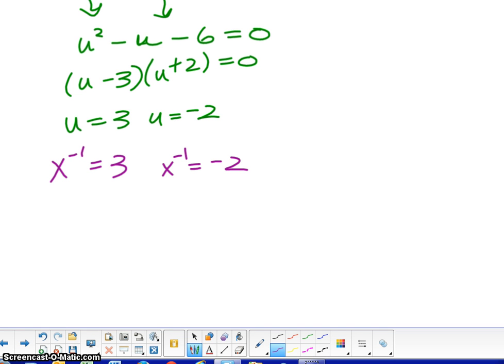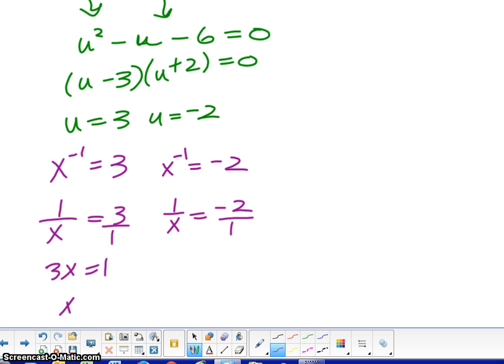And how do you solve it when it's to the negative 1? Well, we know that anything to the negative 1, to get rid of those negative powers, is going to be 1 over x. Same with the second one. And then we can just cross multiply. So this would be over 1, this one would be over 1, and then 3x would equal 1. X is going to equal 1/3. And then on the second one, cross multiply. Negative 2x equals 1. X equals a negative 1/2. And again, check for extraneous solutions here to see if they both work.